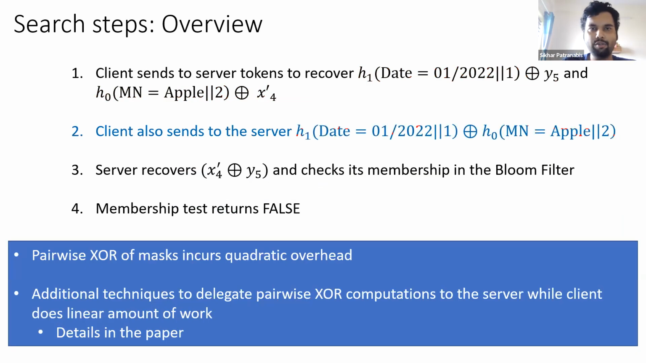And in particular, if you send this pairwise XOR of masks, then the client has to do some amount of quadratic work, which we want to avoid. So in the paper, we have additional techniques where we further delegate these pairwise XOR computations to the server, while the client only does a linear amount of work. Unfortunately, I won't have time to go into the details of this, so I will refer to the paper.